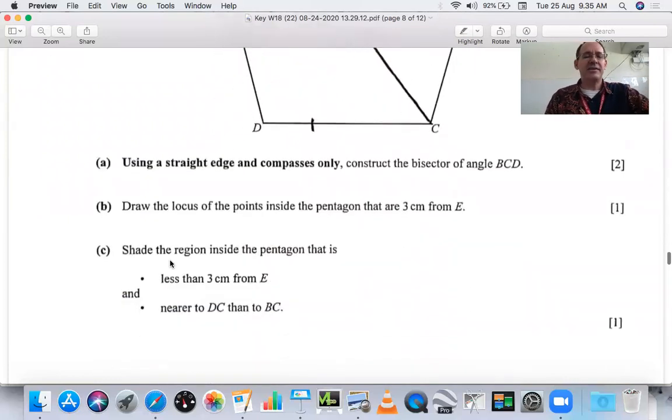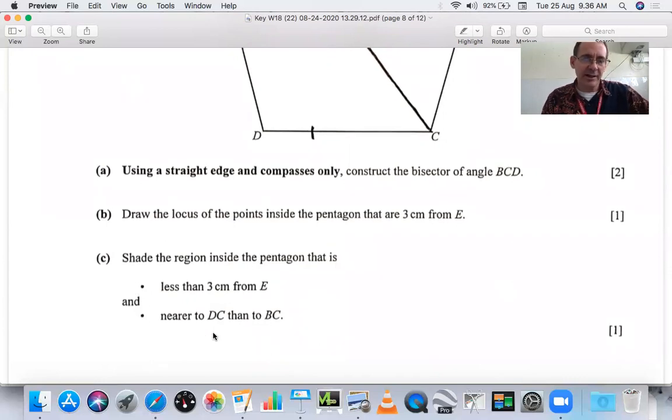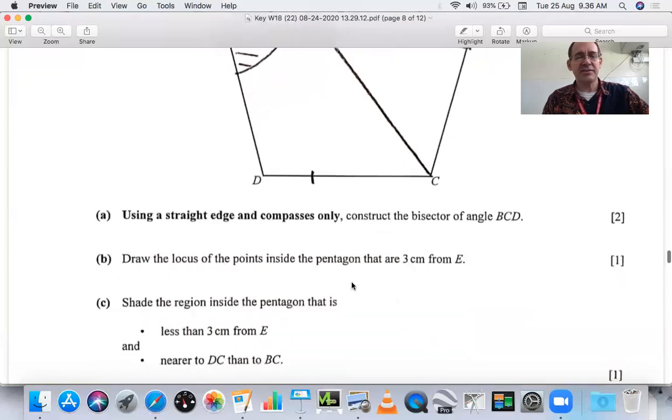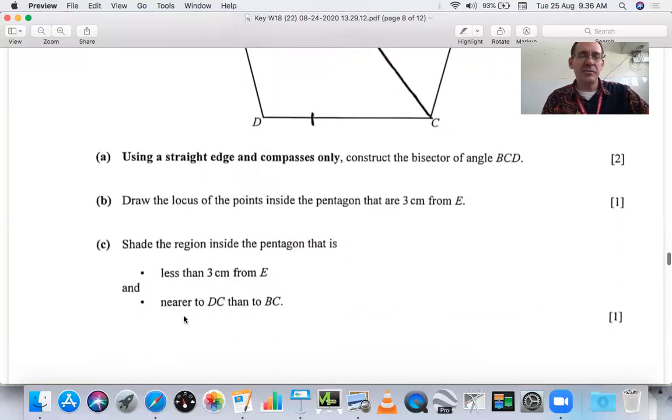And then it says to shade the region inside the pentagon that is, and notice this "and" statement. This "and" statement means both have to be true. So it's not either or, it's what parts or what points, locations satisfy both of these. So it needs to be less than 3 centimeters from E, so that's going to be inside the circle, and it needs to be nearer to DC than to BC.